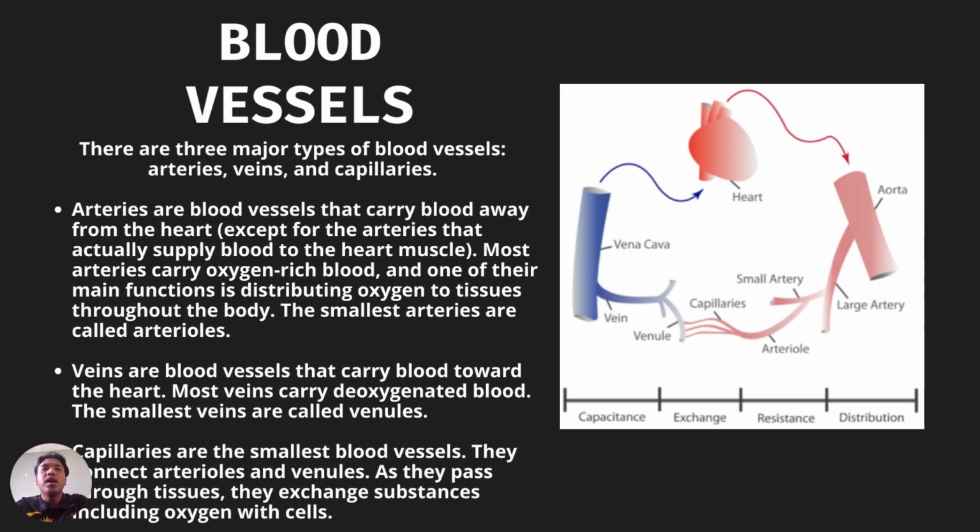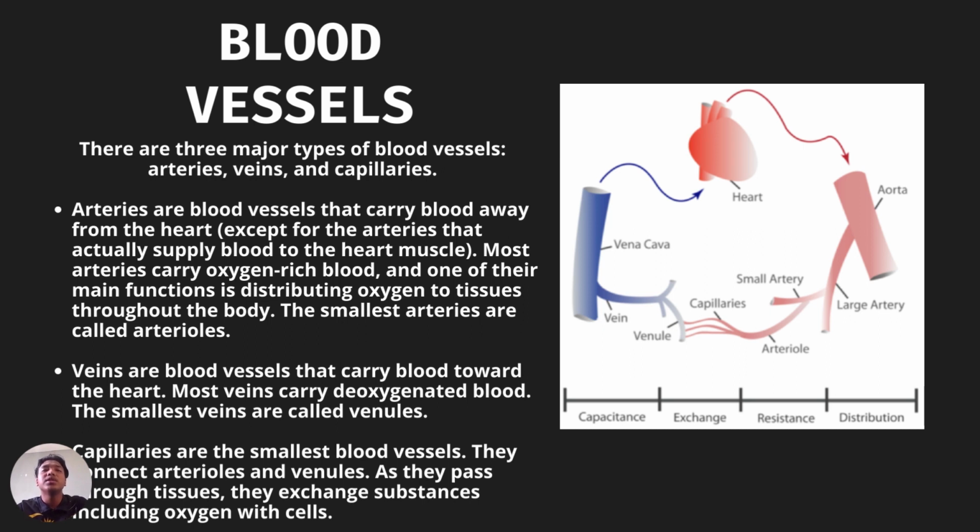There are three major types of blood vessels. The first one is arteries. Arteries are blood vessels that carry blood away from the heart, except the arteries that actually supply blood to the heart muscle. Most arteries carry oxygen-rich blood, and one of their main functions is distributing oxygen to tissues throughout the body. The smallest arteries are called arterioles.